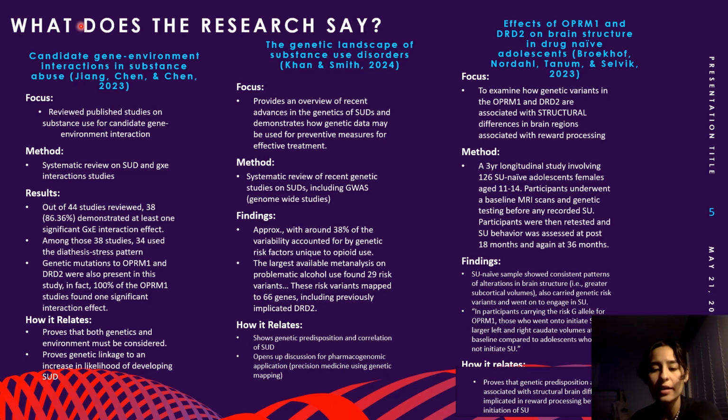So they found that this substance use naive sample showed consistent patterns of alterations in brain structure, like greater subcortical volumes. They also carried the genetic risk variants and also went on to engage in substance use. A direct quote from the study: in participants carrying the risk G allele for OPRM1, those who went on to initiate SU had larger left and right caudate volumes at baseline compared to adolescents who did not initiate substance use. I thought that was super interesting. So this just kind of proves that other than genetic predispositions, you can also have brain structure predispositions.